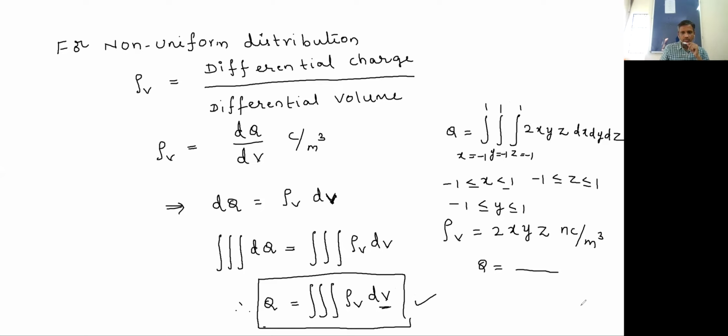Now there is another important thing that we have to find in this volume charge distribution, that is the electric field intensity at a point due to volume charge distribution. Let us go to the same diagram.